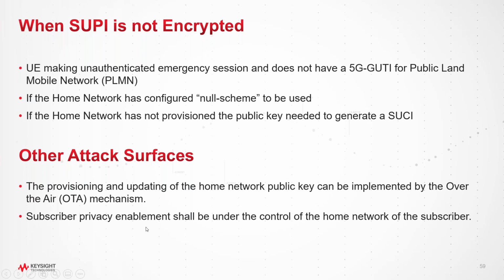Another attack surface here: subscriber privacy enablement shall be under the control of the home network. So what can we do here? Perhaps, again, if there are ways that we can trick the subscriber into connecting to a fake home network, then we have control of this privacy enablement. Another area of research we'd like to pursue.